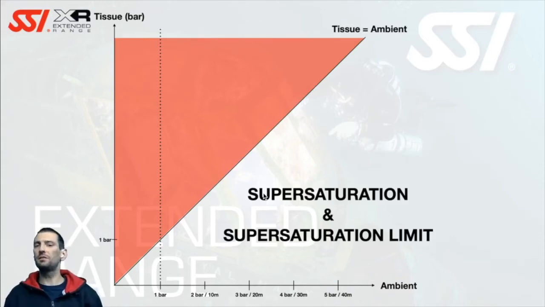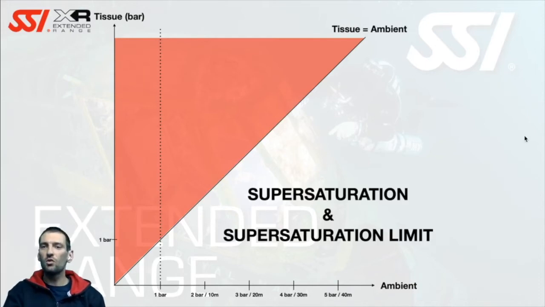Every tissue compartment, so now in the next part of my presentation, I will simply say every tissue in our body, but remember that the algorithm is not calculating this for our real tissues, it's calculating for theoretical mathematical tissues, but let's simplify it. So every tissue in our body has a limit of the supersaturation that this tissue can be exposed to without creating decompression sickness. So we can supersaturate our tissue, that's fine, but we cannot supersaturate them too much, because if we create too much pressure difference between the pressure in our tissue and the ambient pressure, we may have decompression sickness.